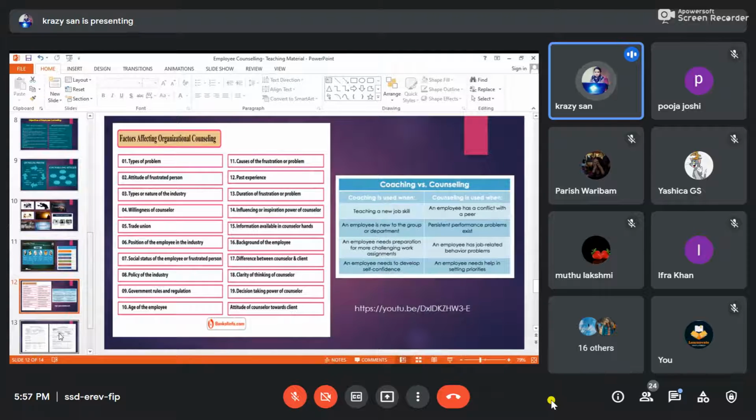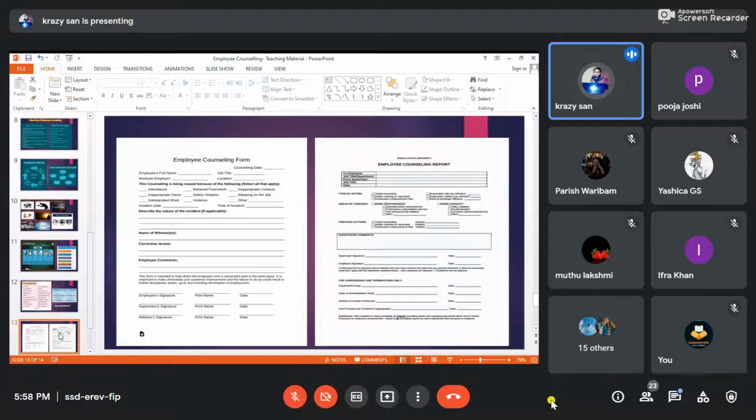In coaching, an employee needs preparation for more challenging assignments. In counseling, an employee has job-related behavior problems, then counseling is required. In coaching, an employee needs to develop self-confidence, and self-confidence is boosted. In counseling, the employee needs to test the setting of work-related priorities. And the factors affecting organizational counseling, you can see, are types of problems, attitudes of frustrated persons, type or nature of the industry, willingness of the counselor. So there are altogether 19 to 20 things because of which counseling sessions for employees become very important in the organization, which you need to identify.